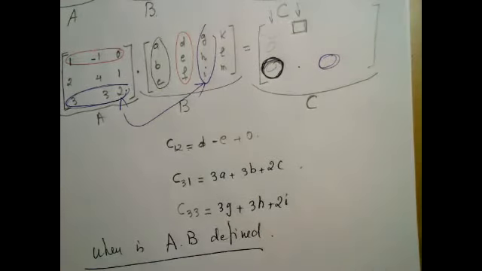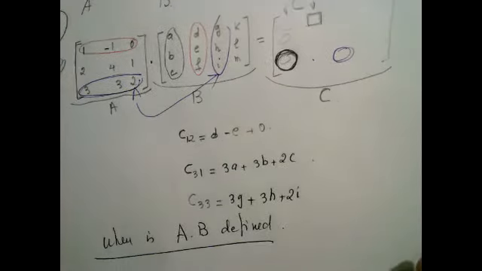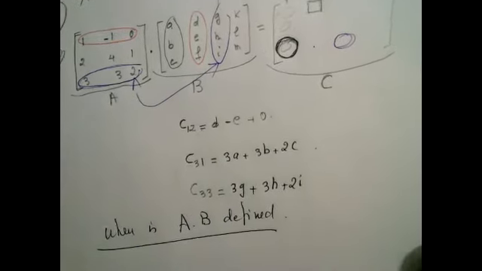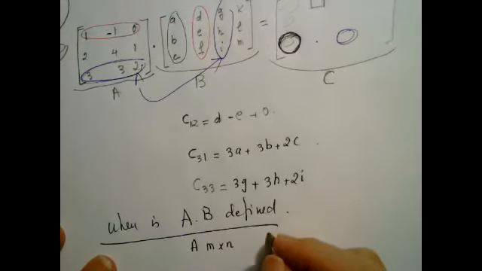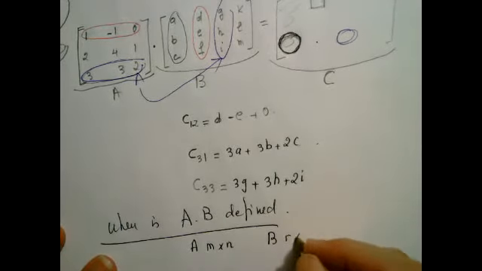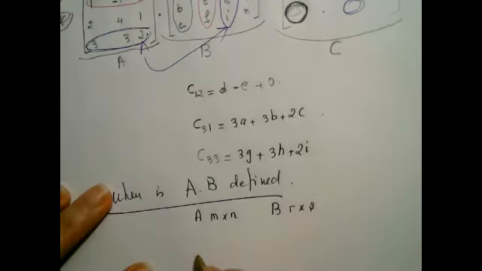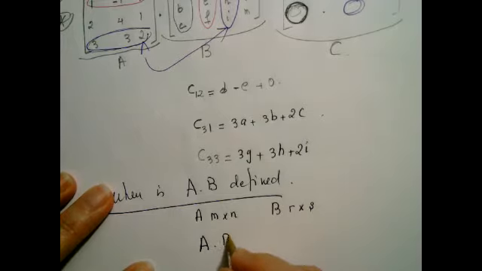Okay. For sums, we add matrices as long as they have the same number of rows and the same number of columns. Now, what about multiplication? So suppose A is m by n, m rows and n columns, and let us say B is r by s, r rows and s columns. So when is the product defined?